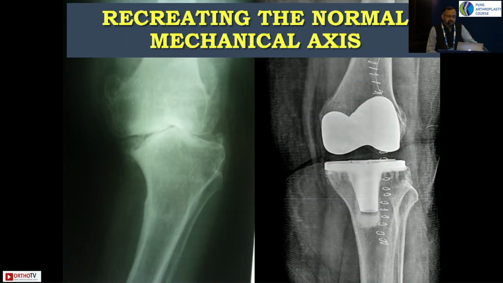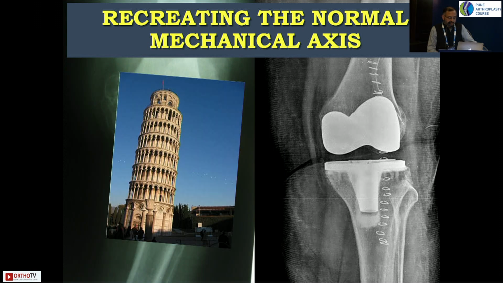Different alignment strategies don't work over here, so always go for a conventional mechanical alignment. So aim to have a perpendicular tibial cut and a 7-degree distal femoral valgus cut, so as to have restored your mechanical axis.